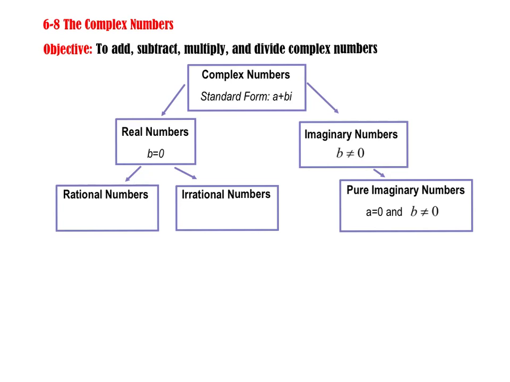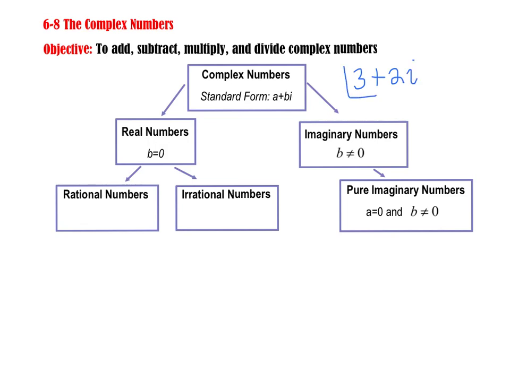All right, in lesson 6-8, we're going to be adding, subtracting, multiplying, and dividing complex numbers. So the one thing we need to know before we get that is the standard form of what a complex number is. The word complex means there's both a real part and an imaginary part to it. So if you look at this standard form, a plus bi, a would be a real number like 3, and then bi would be something like 2i.